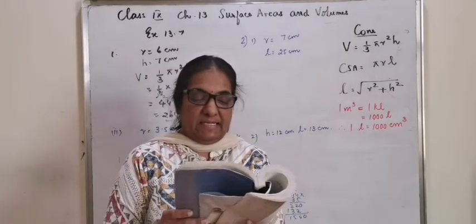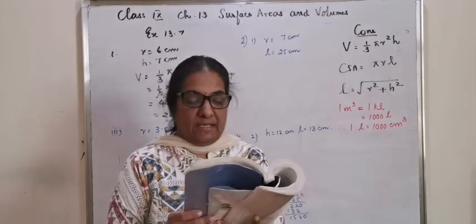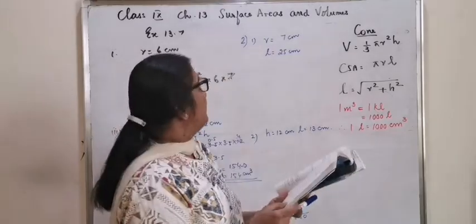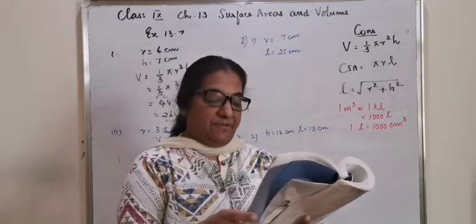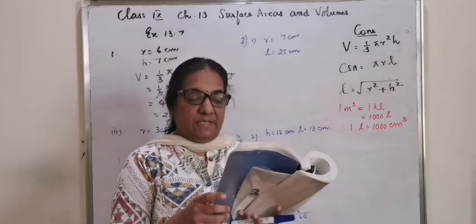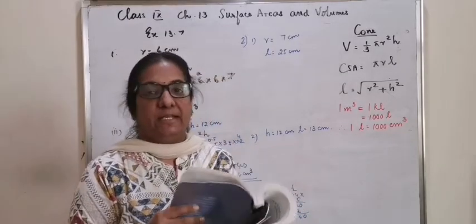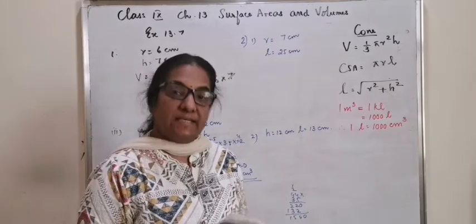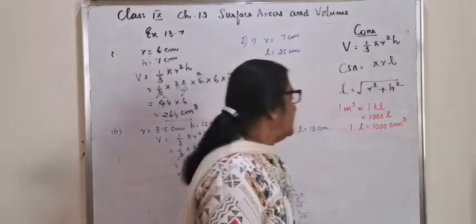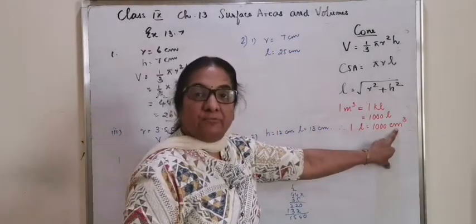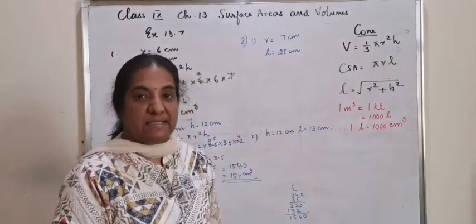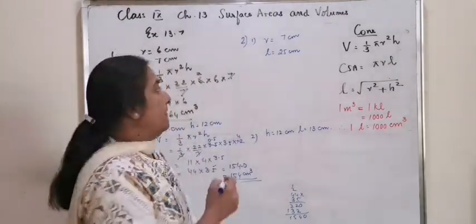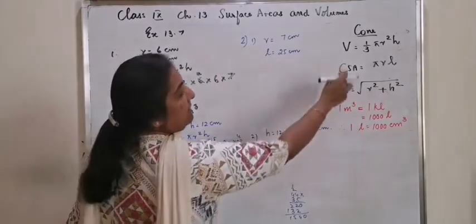Question 2. Find the capacity in liters of a conical vessel with radius 7 centimeter, slant height 25 centimeter. Second subdivision, height 12 centimeter and slant height 13 centimeter. So after getting the volume in centimeter cubed, if you divide it by 1000, you will get the capacity in liters. So the volume is 1 by 3 pi r squared h.